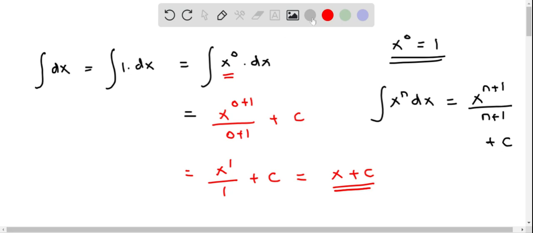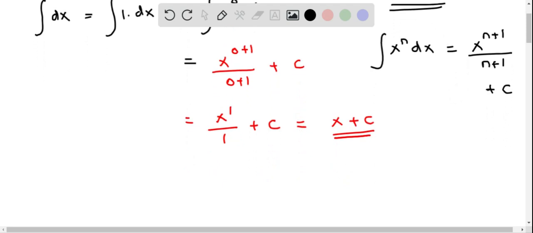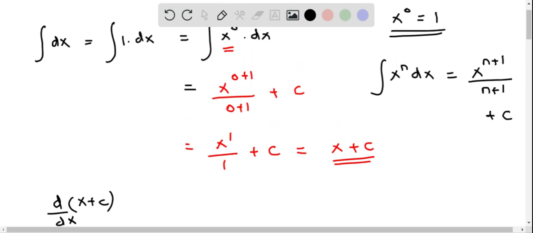We will now verify this result by differentiating x plus c. So we have to differentiate x plus c, and when we do that, we should get back our original function, that is 1, because that's what we started off with. When we integrated 1, we got x plus c. So when we differentiate x plus c, we should get back the original function, that is in this case 1.